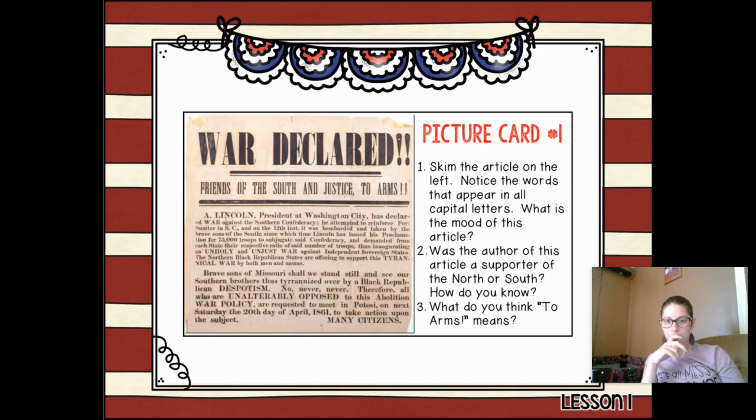And he's very mean. And they're basically saying that President Lincoln is overstepping his boundaries in this decision to send troops down. What do you think two arms means? Does it mean two arms? No, no, no, no. First of all, that's the wrong two. That would be TWO, 1, 2, right? This is talking about guns. Arms are being referred to as guns. So they're saying war is declared. Friends of the South and justice, get your guns ready. Okay, so they're saying we're going to fight this.